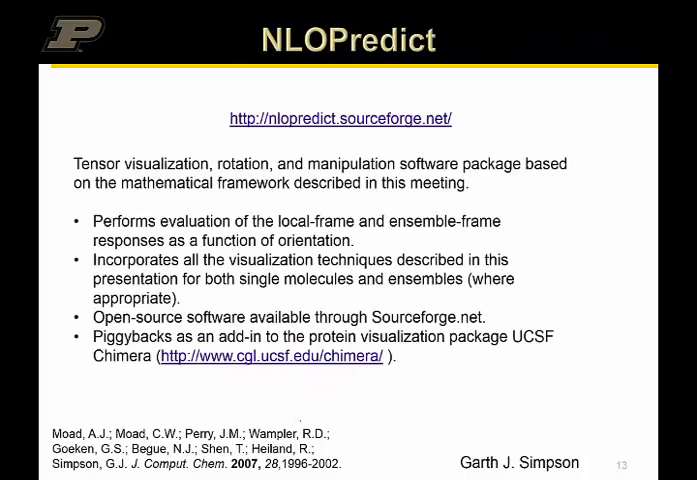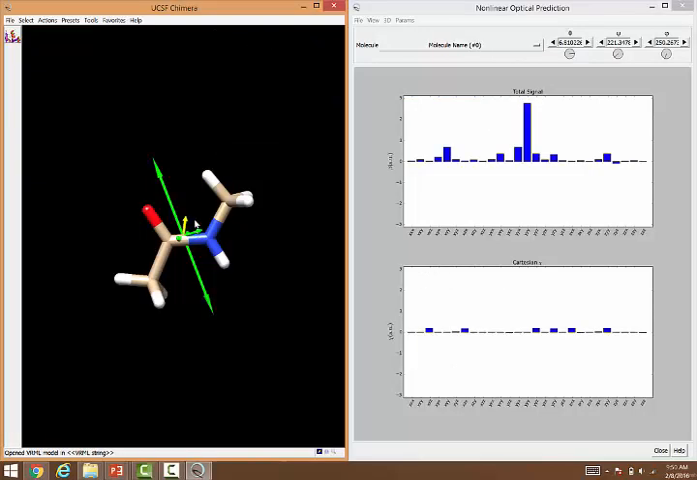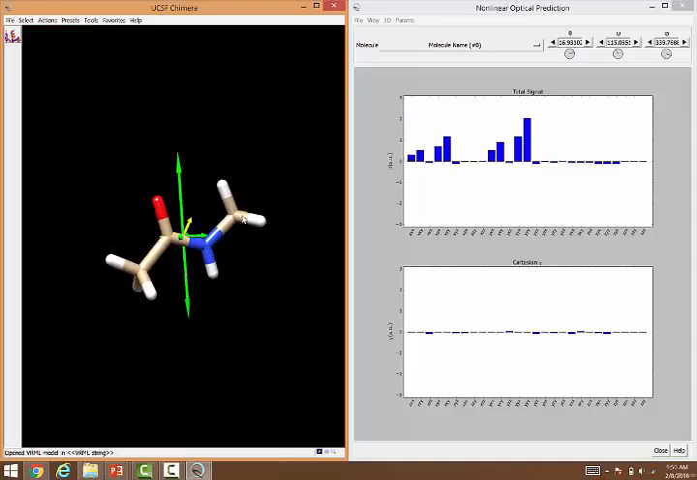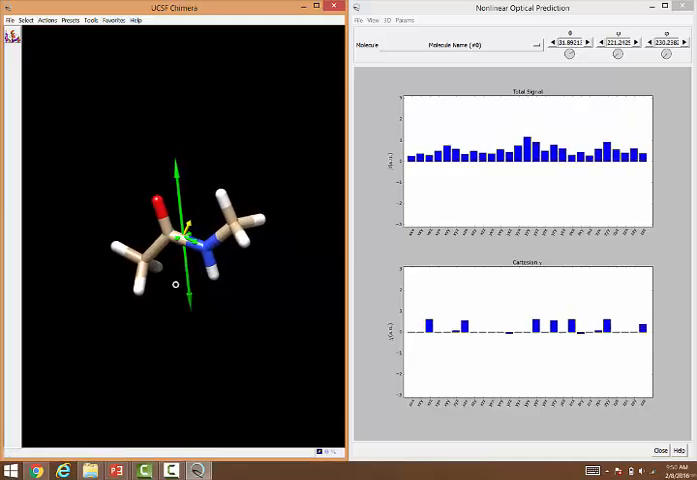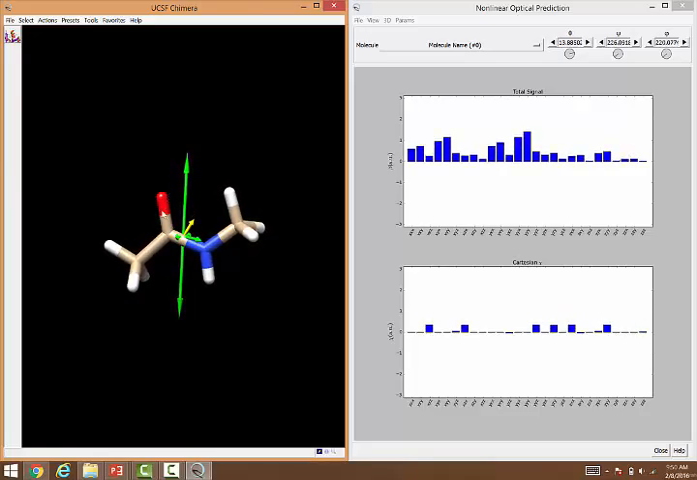Now I'll just say very briefly something about a computational package that's out there to make visualization a little bit easier to deal with. And this is NLO Predict. And if we just go to that, I can show you how that works. So if we go to NLO Predict, here's an example of a molecule. This is actually the primarily carbonyl stretch in the amide unit connecting two amino acids in a protein. This is just a simplified model for the nonlinear optical properties of that linkage. And you can see that this double-sided arrow, we can move the system around in any reference frame.